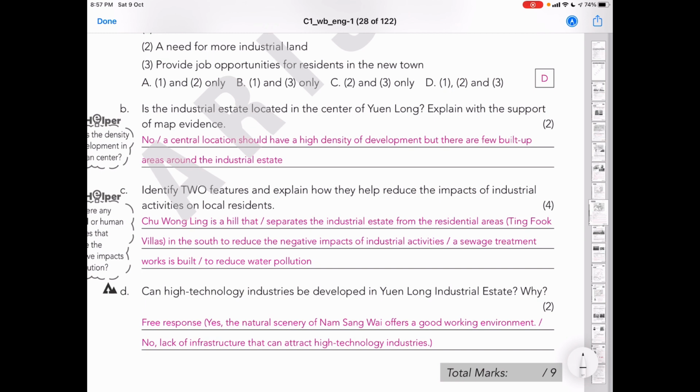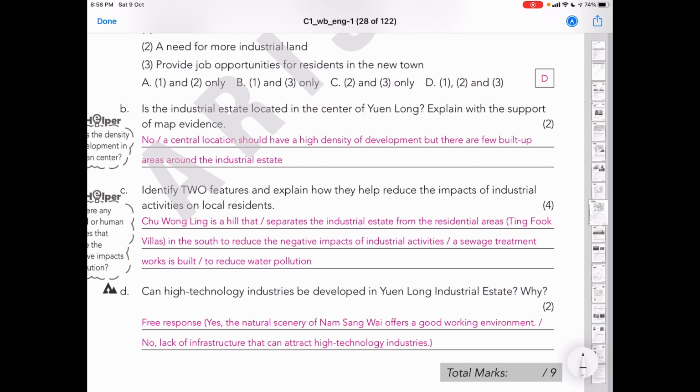Okay. For example, the high density of development and many built up areas next to the industrial estate. Okay. Because in the center there should be a lot of development, but if it's not in center, relatively few development. Just like central in Hong Kong, you cannot find any kind of countryside, isn't it? So you can just find the entire countryside in the periphery area, okay, in the margin area of Hong Kong. So it's not the central location.